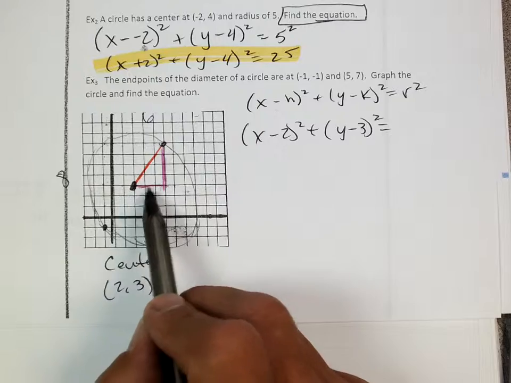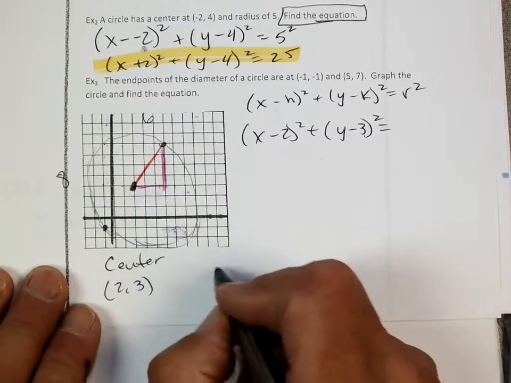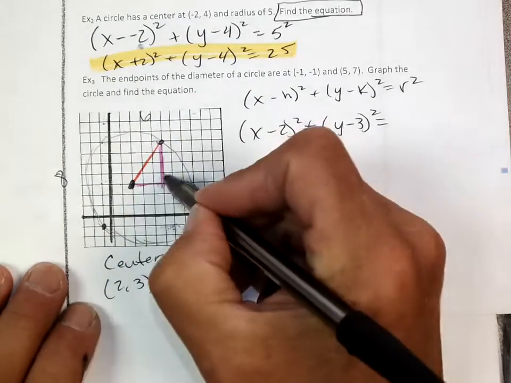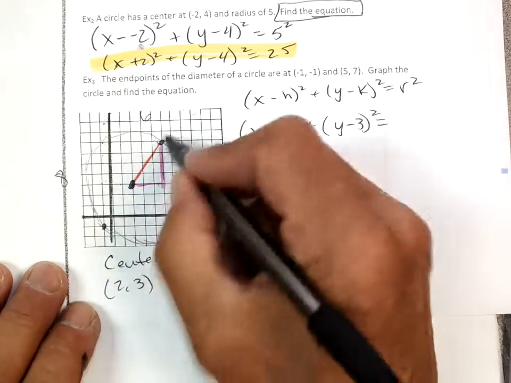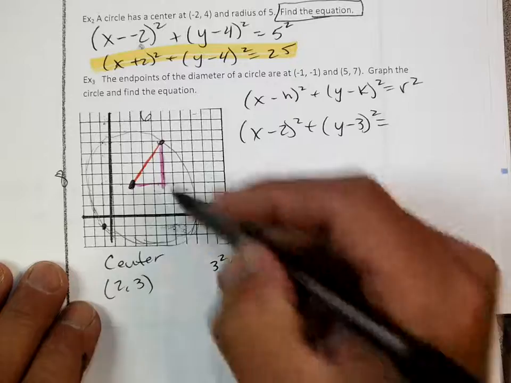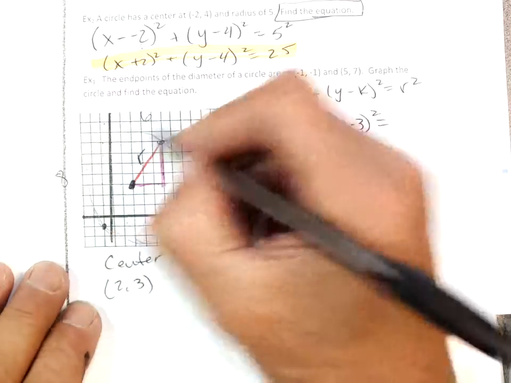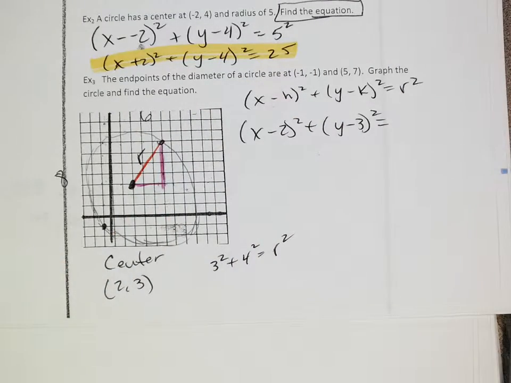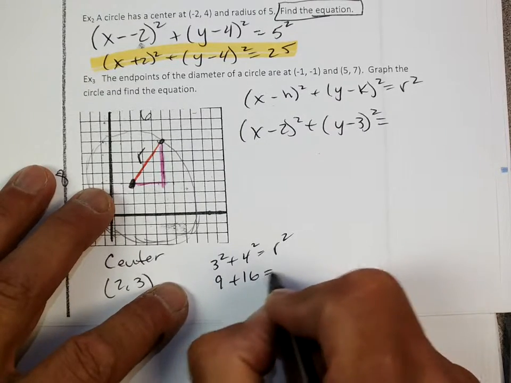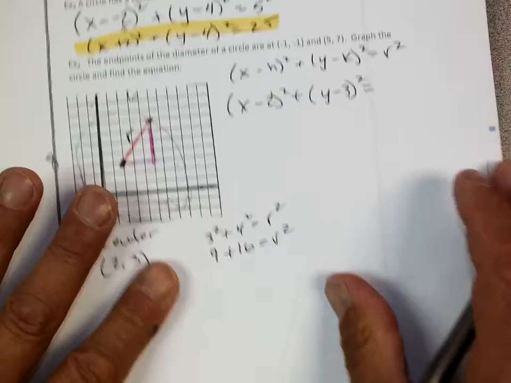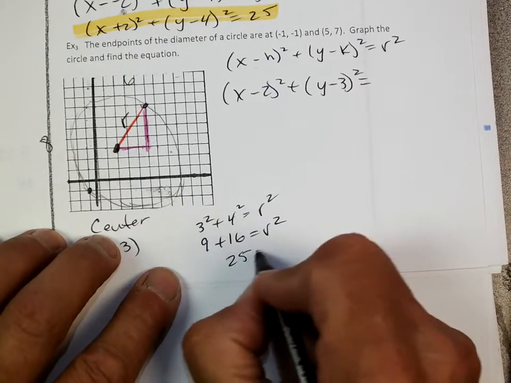So we go 1, 2, 3. For the radius, we'll go 3 squared plus 1, 2, 3, 4 squared equals c squared. It's really r squared, right? Let's just call it r because it really is the radius. You guys agree with that? So then I'm going to get 9 plus 16 equals r squared. I have 25 equals r squared.